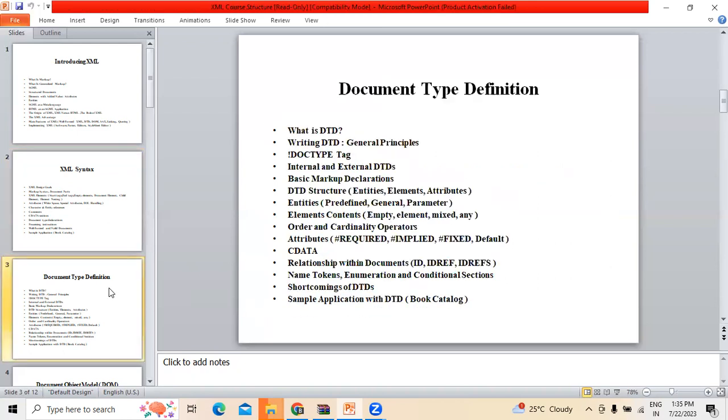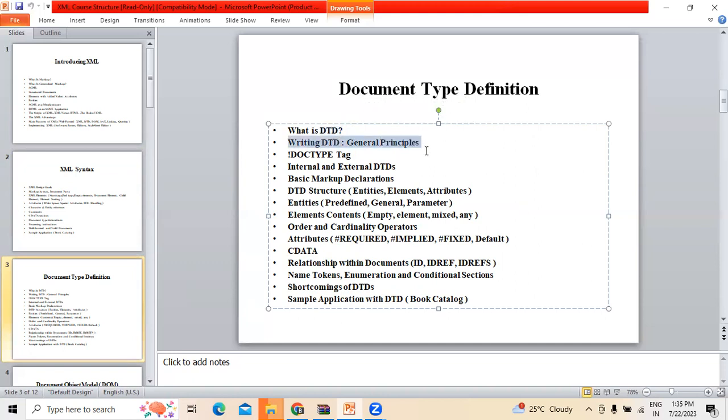Now, when we talk about document type definition, we need to know about DTD. So how to write a DTD? What general principles do we need to follow? Followed by the kinds of tags as well as internal and external DTDs, what do we use? At the same time, we must know about the basic markup declarations. Followed by this, we must know the structures of DTD, like what different entities, elements, and attributes we have. All of this has to be known to us well in advance.